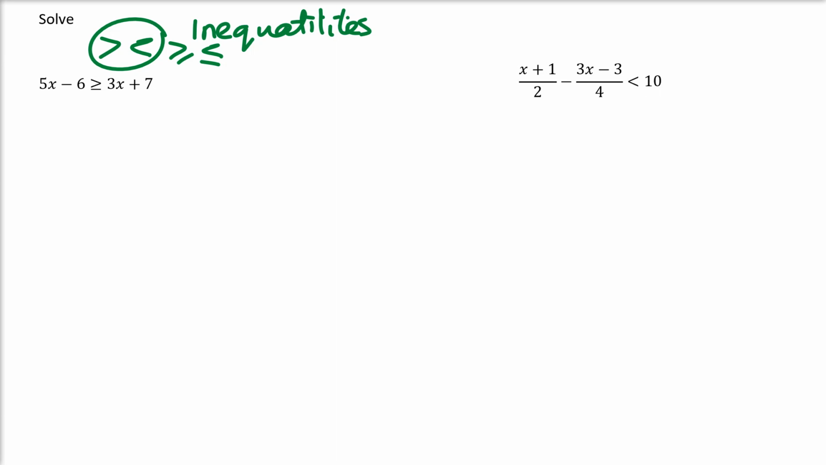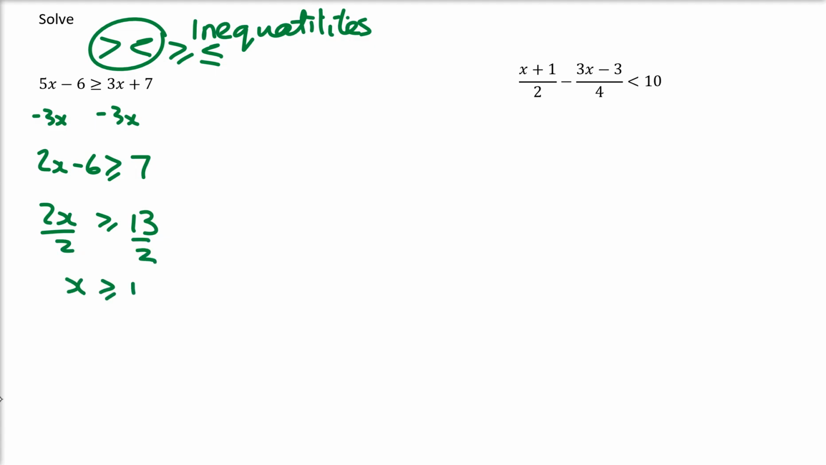Sort of the same as getting x by itself, so take away 3x from both sides. That leaves us with 2x, take away 6. Plus 6 to both sides. Divide by 2. So in actual fact, that is exactly the same working as we did when it was an equation.